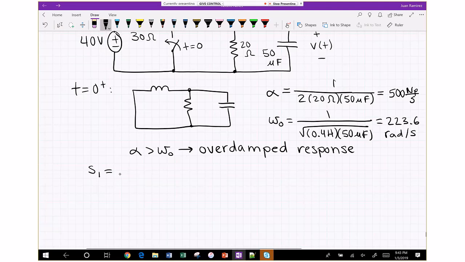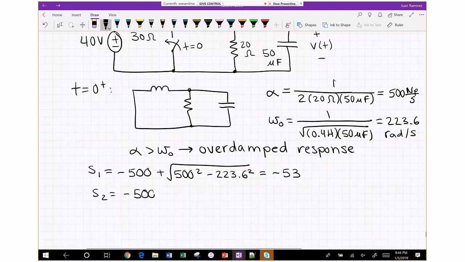The first is going to be negative alpha plus square root of alpha squared minus omega not squared. That gives you negative 53. The second root is negative alpha minus that square root, and you get negative 947.